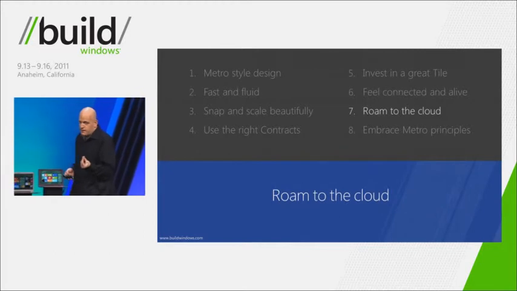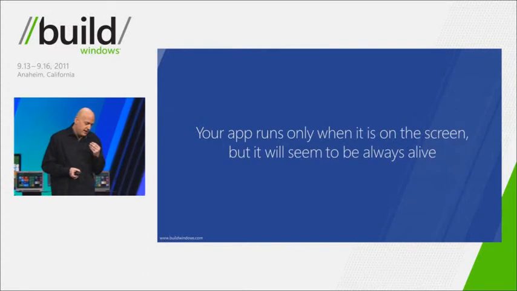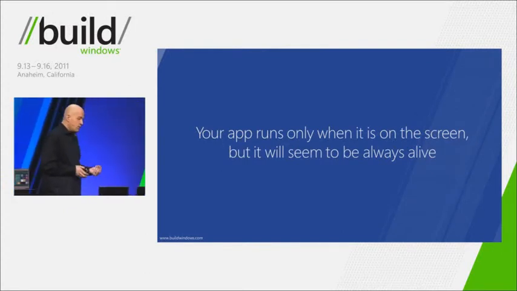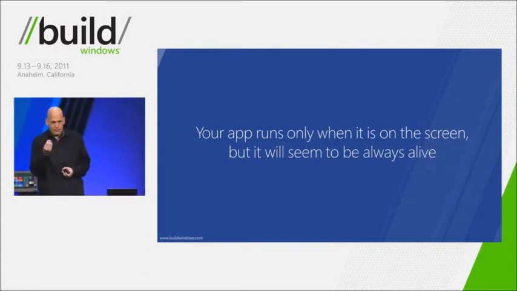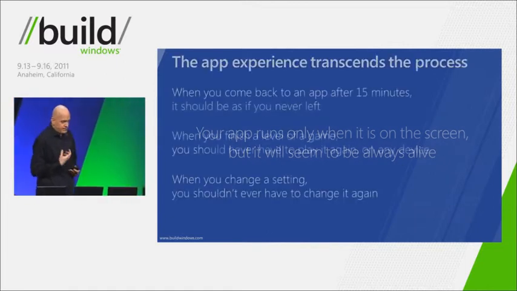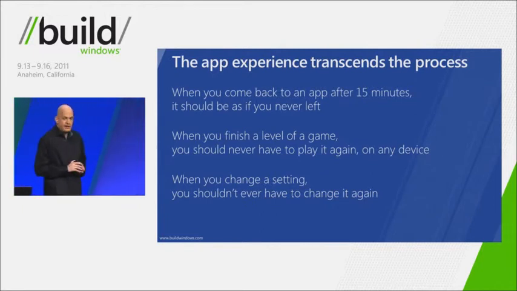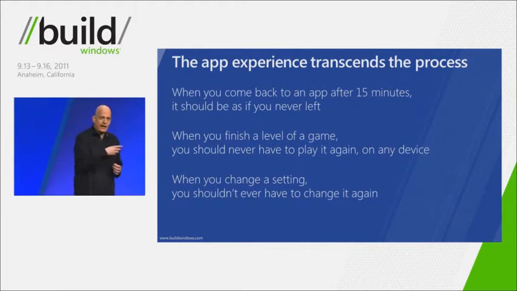Next, I want to talk for a second about the cloud and roaming to the cloud. So an important way to think about Windows 8 is that even though your app, the process is actually only running when it's on the screen, it must feel like it is always alive. And here's a couple of examples. When I come back to an app after 15 minutes, it should be just as if you never left. Your PC is going to be coming in and out of power states. People are going to take your app and push it off the screen and expect to come back and most times be in the same place they were when they left.